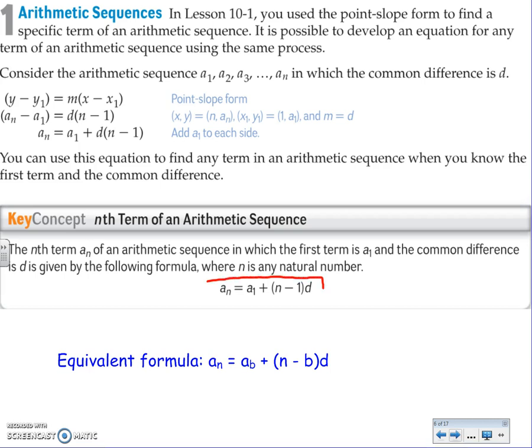Here is the main form we're always going to use. That'll just find any term. Could find the 100th term, the 1000th term. It would take way too long to just add the thing over and over again 1,000 times. There is an equivalent formula, which is this, where instead of a sub 1, we have a sub b. And you only use that when they don't give you the first term. For example, they give you the 7th term and the 20th term, right? So we have to use that, which is 13 spaces away. But for the most part, we will be using this formula.